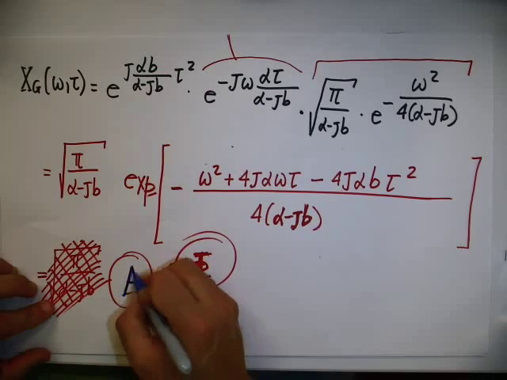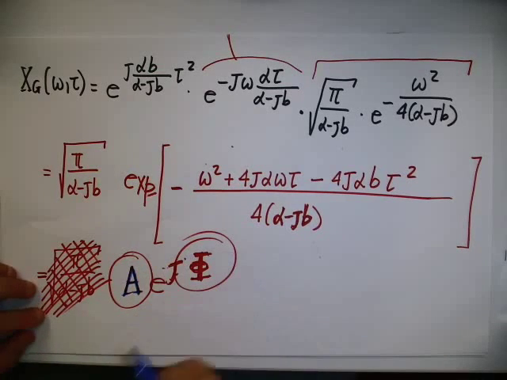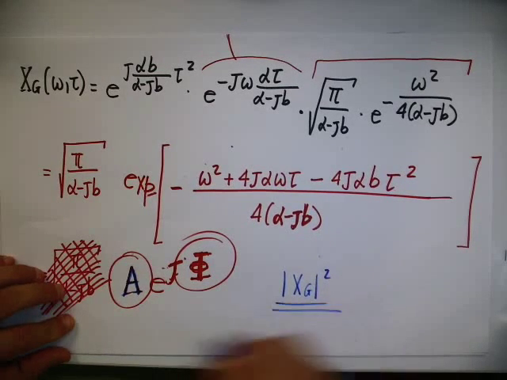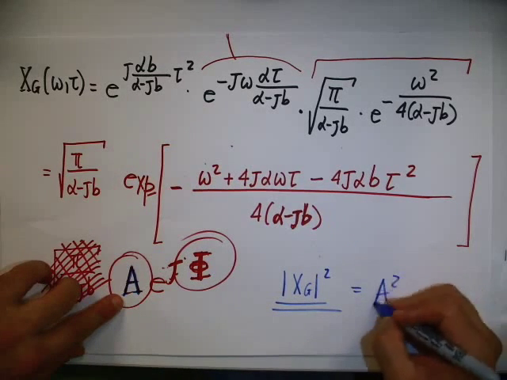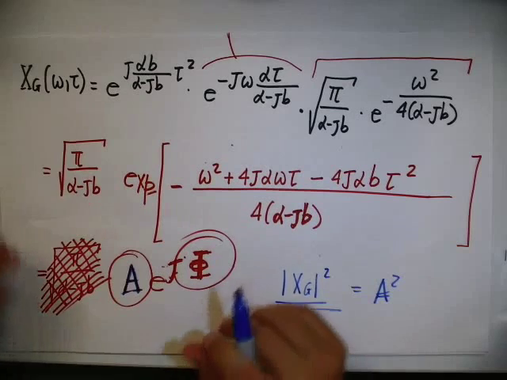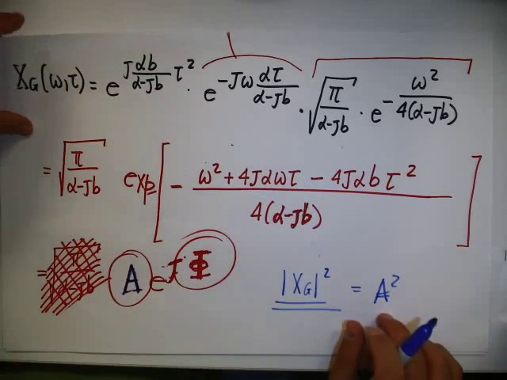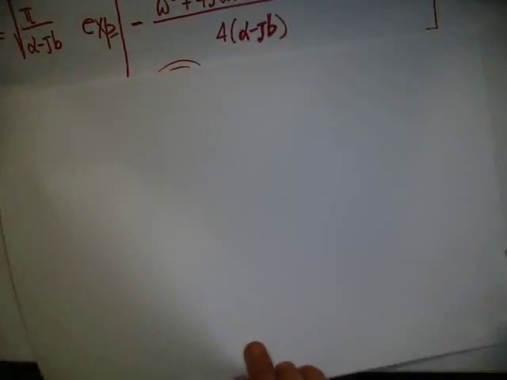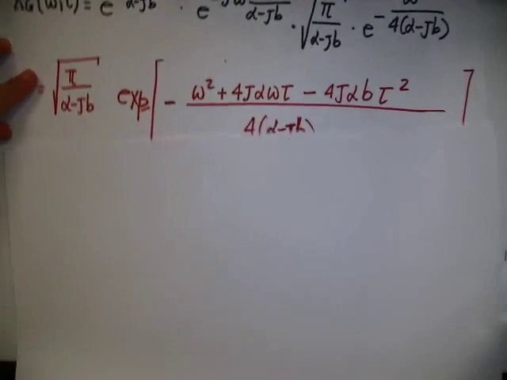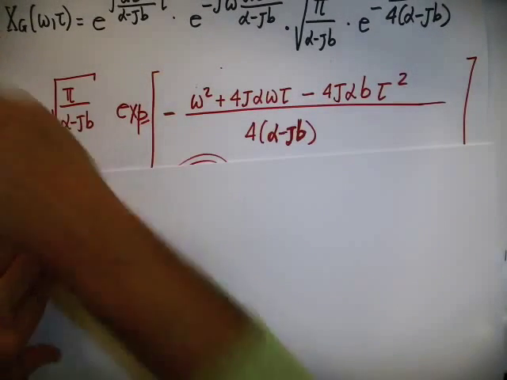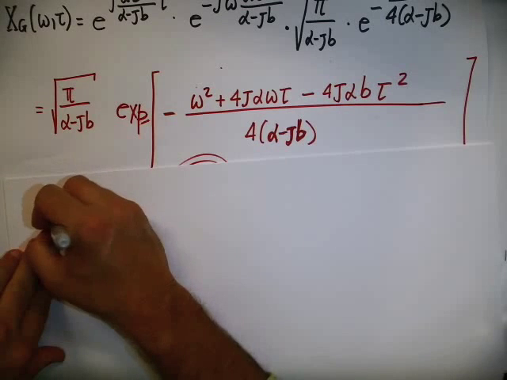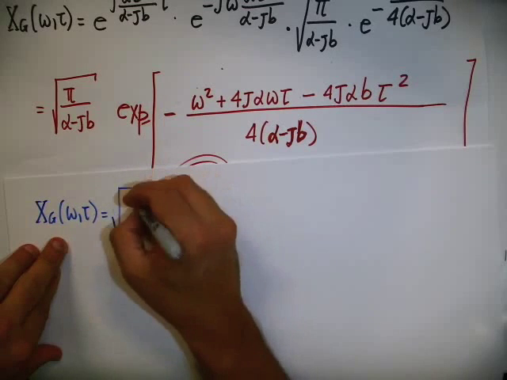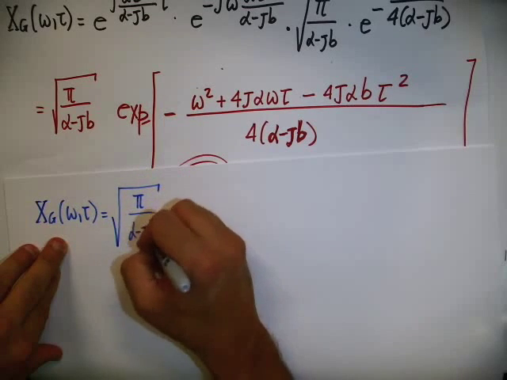So we can plot it. And so we would like to get |xg| squared, basically, okay? Which is equal to a squared. So let's see if we are able to extract it. But before extracting this amplitude squared, we can do a further simplification of this Gabor transform, and we can write it as xg(omega, tau) is equal to, actually, we got a very nice form, square root of pi divided by alpha minus jb.